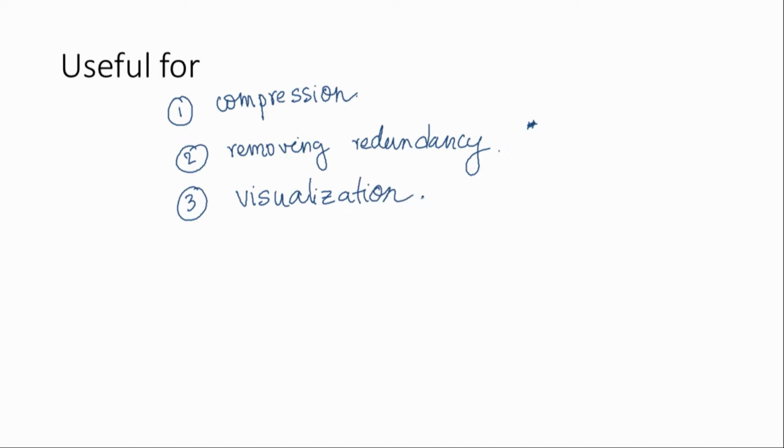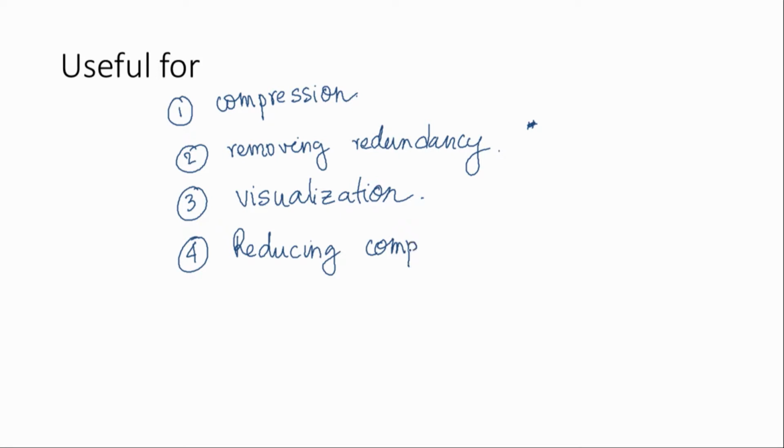Visualization, excellent. What else? Reduce the cost to supervised learning techniques. Reduce the cost. What kind of cost? If dimensions are more, then it will take more time to process. Reducing time complexity of downstream processing.